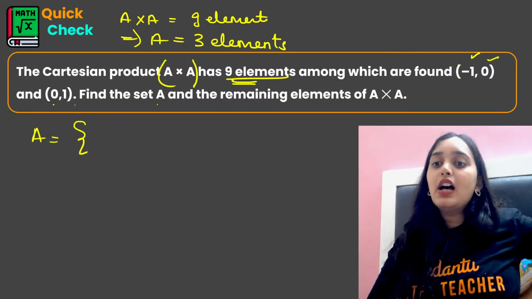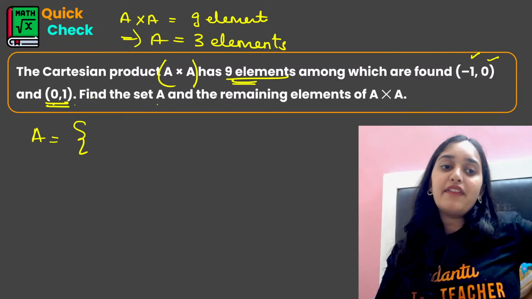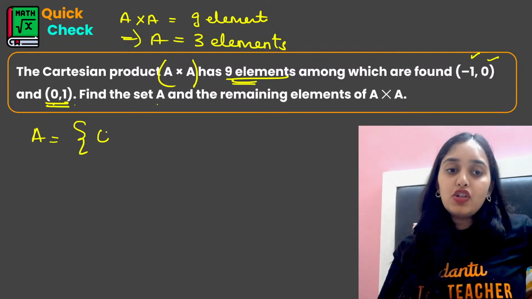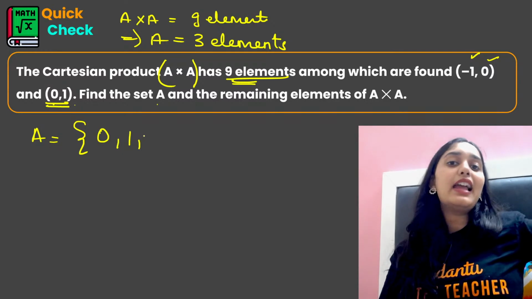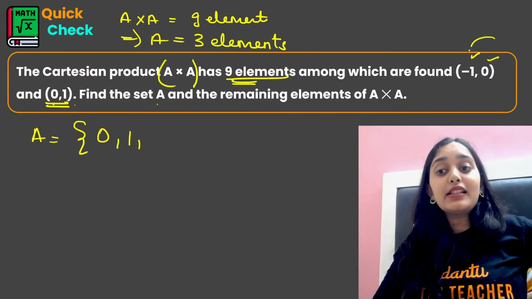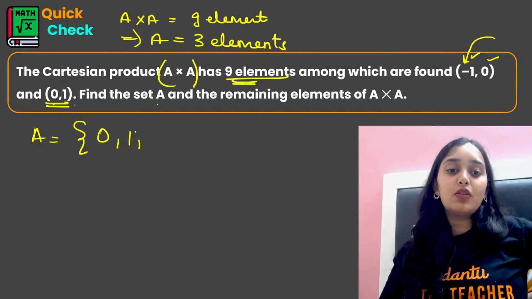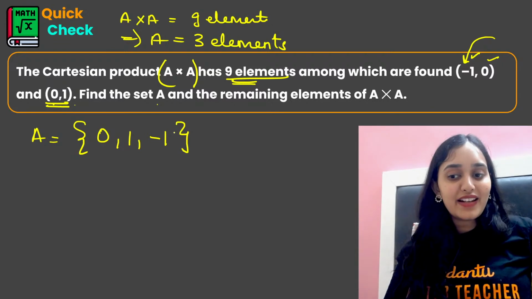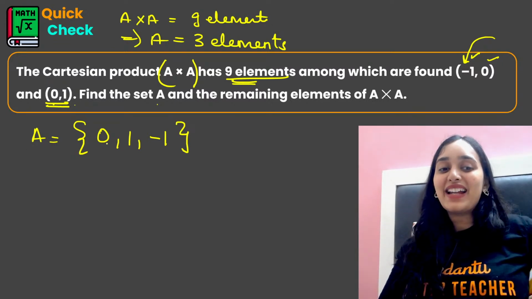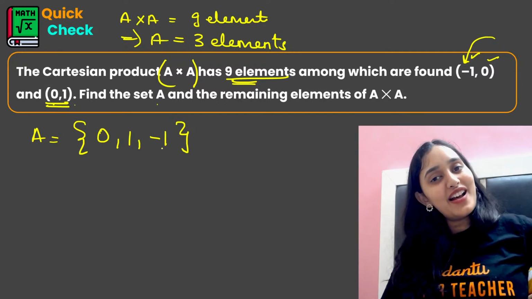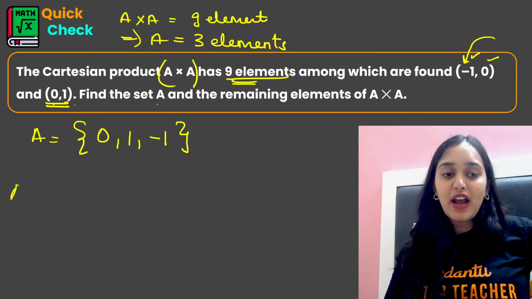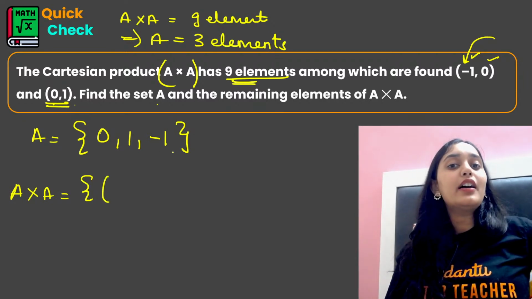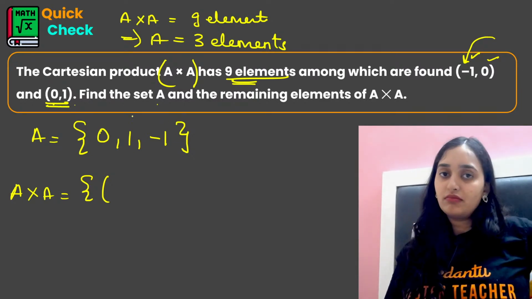Can you tell? See, A cross A is having the ordered pair (0, 1). So, 0 and 1 are definitely elements of A. Then there is another ordered pair (minus 1, 0). So, that means minus 1 is also an element of A. Therefore, it is there in A cross A, right? So, A must contain 0, 1 and minus 1. Now, simply you have to find out A cross A.